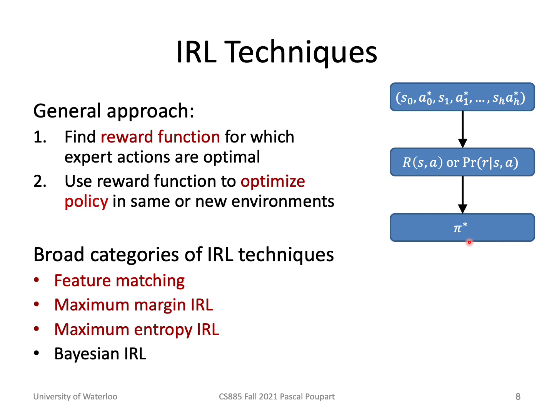Now there's several categories of inverse reinforcement learning techniques, and broadly speaking, we can divide these techniques into either techniques that do feature matching, maximum margin inverse reinforcement learning, maximum entropy inverse reinforcement learning, and also Bayesian inverse reinforcement learning. Now in this module, I'm going to talk about the first three. The fourth one is also important, but just to keep things relatively concise, I will stick to the first three techniques.